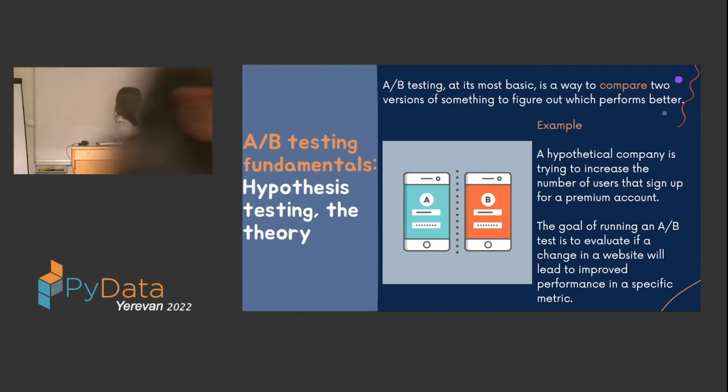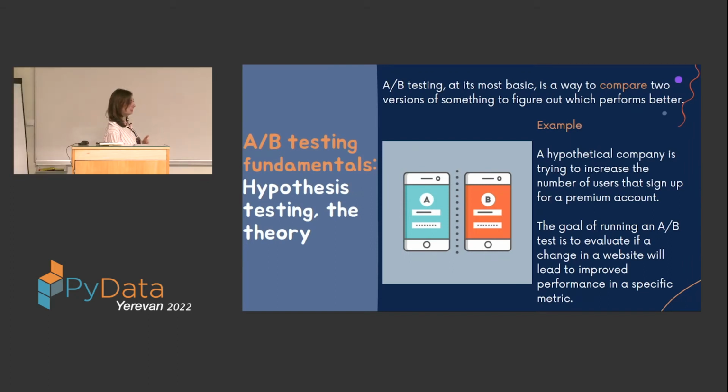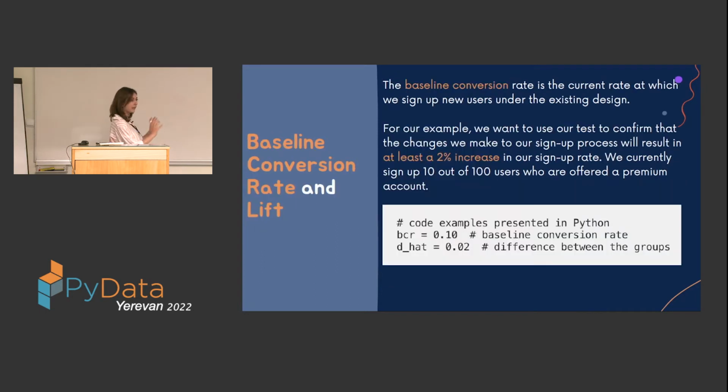So, for example, we have a paid promotion that we want our users to sign up for, and we decided that changing the color of the button on the sign-up page will make users more likely to sign up. So that's a simple comparison. We just change the color of the text.